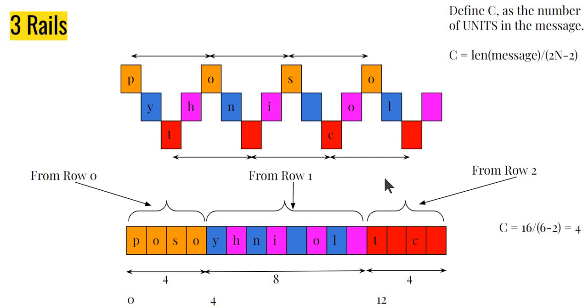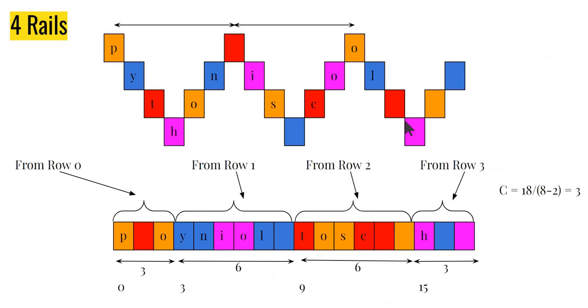Now all I really need to do is break my message into chunks for every row, and put them back into the exact same positions where they came from. That's what we are going to do. Let's see this again for 4 rails. Once again, the number of units in this case is 3, which means each row is contributing 3 elements or 6 elements. For example, the 0th row contributes 3 elements.